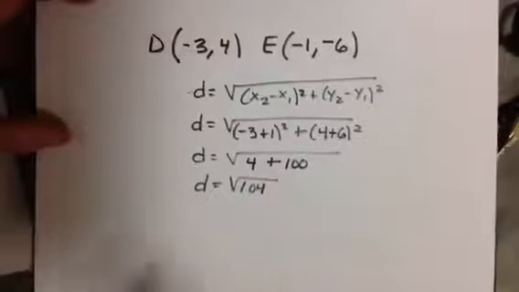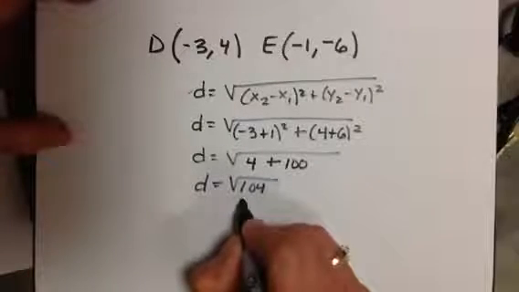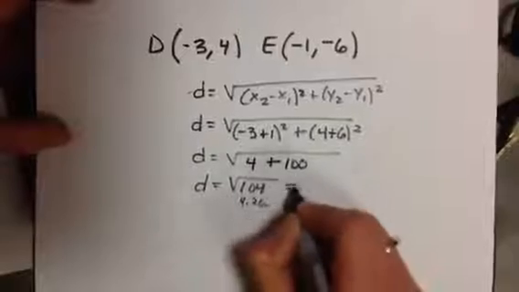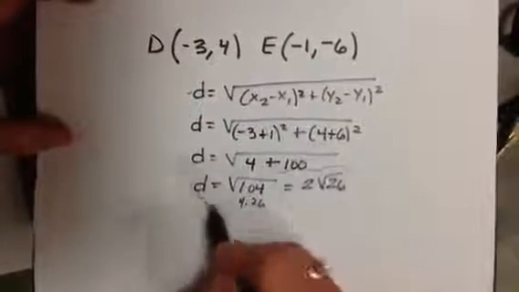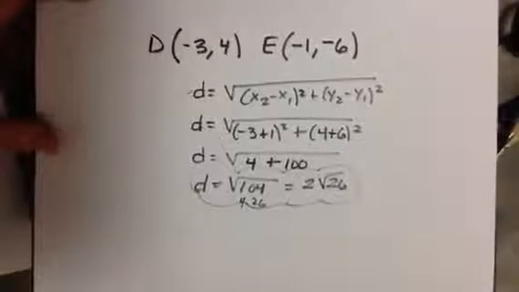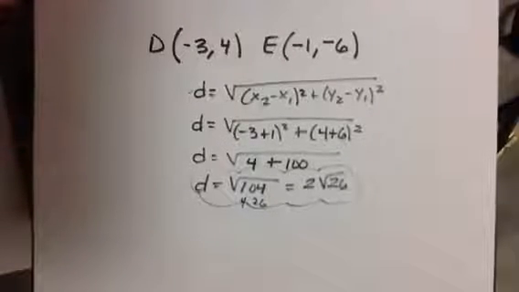And I will simplify this because I know rad 104 is 4 times 26. So the final distance would be 2 rad 26. If your teacher or the worksheet wanted you to give a decimal, you would just put that into your calculator and give the decimal.